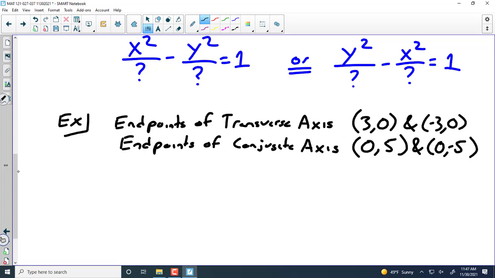This is enough information to give the equation of a hyperbola. And as I said before, not only do you need to figure out what numbers to put under x squared and y squared, but you need to figure out which order to write them in.